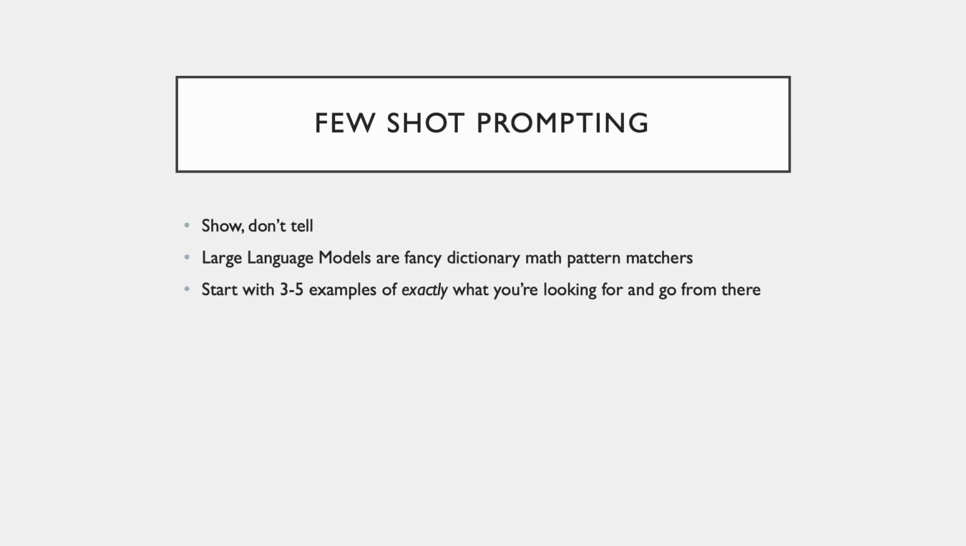Few shot prompting, what is that? Well, you've got to think about the way large language models work and what they are. At the end of the day, they're basically really fancy dictionary math that matches patterns. It's an oversimplification, but it's a good one. You can think of it like it's so good at matching patterns, it's able to look at English and figure out what should come next, which is crazy.